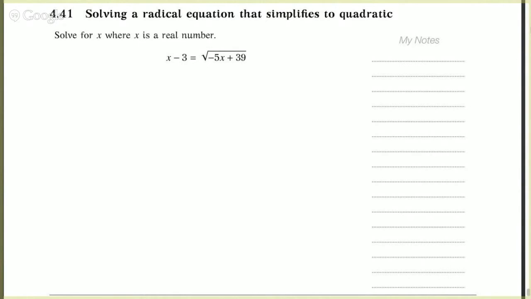We've got variables on both sides. We've got a radical on one side, but not the other. So this is, as you might expect, a multifaceted problem. So before we do anything, let's think about what our strategy might be. It's a solve for x problem.